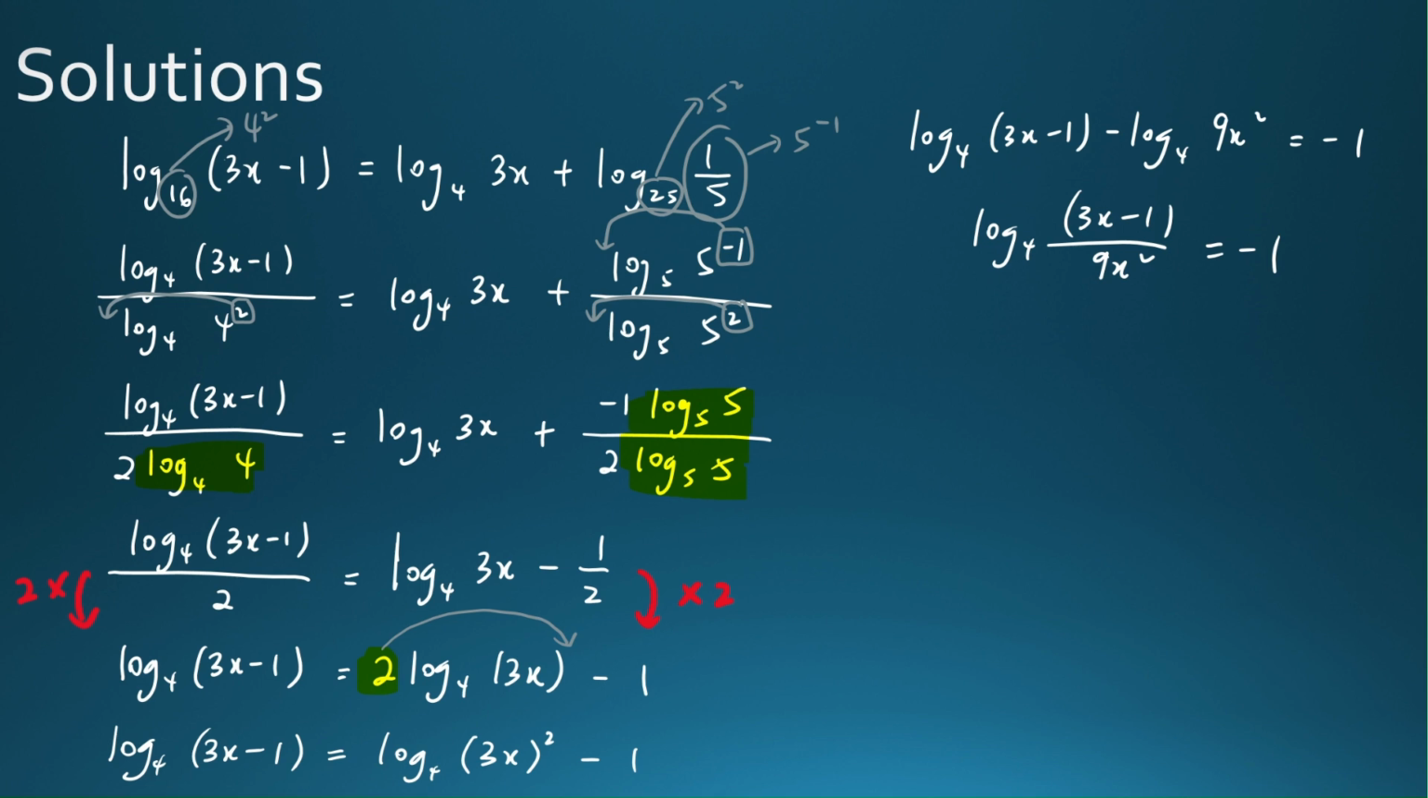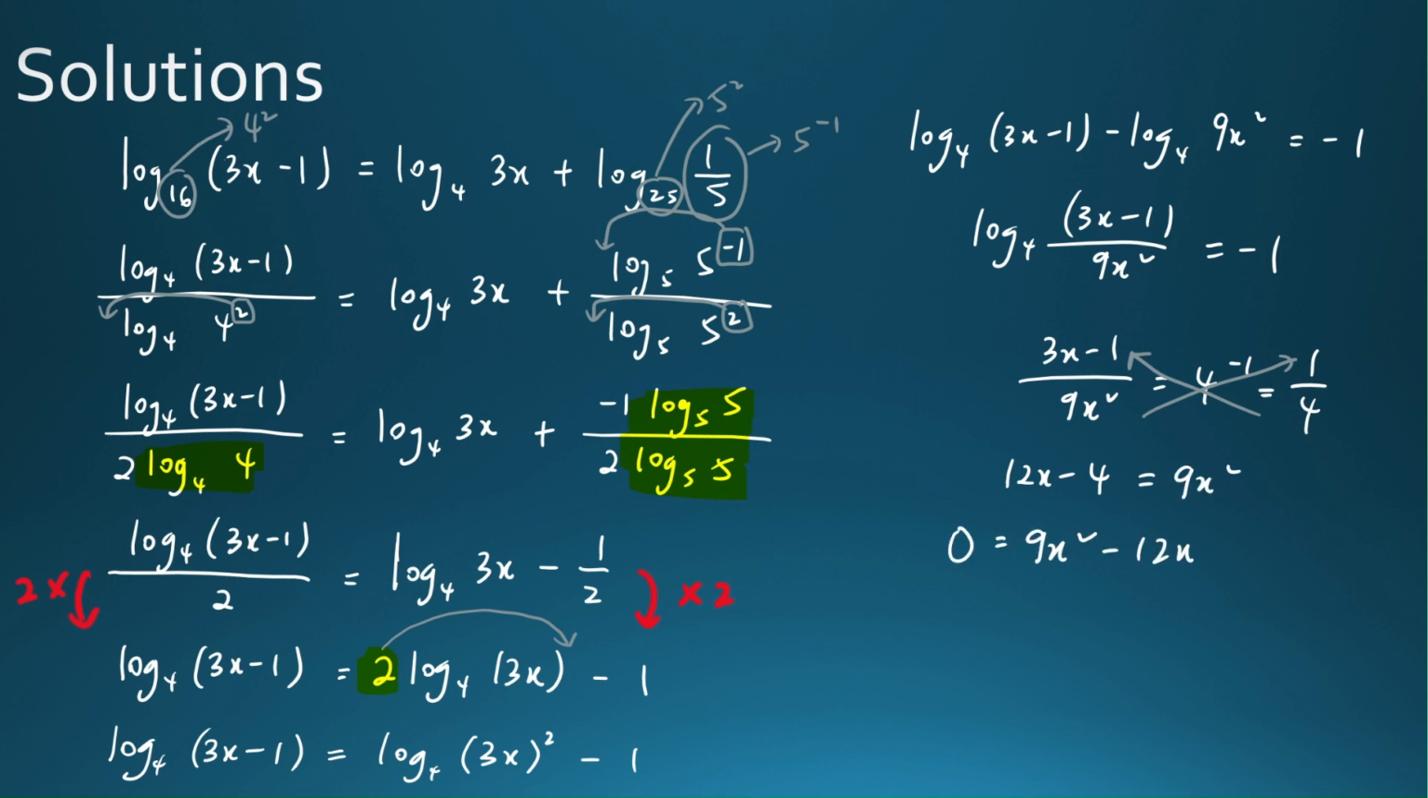This logarithm equation now can actually become an index equation. So I'll be 3x minus 1 over 9x squared equals to 4 power negative 1, which is equivalent to 1 over 4. So now you can perform cross multiplication. And therefore, in the next step, you're going to have 12x minus 4 equals to 9x squared, which you can rearrange to become a quadratic equation.